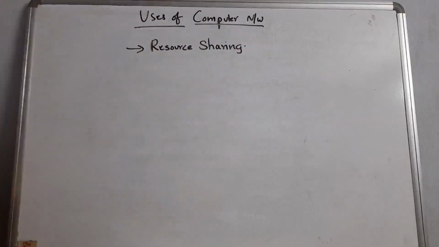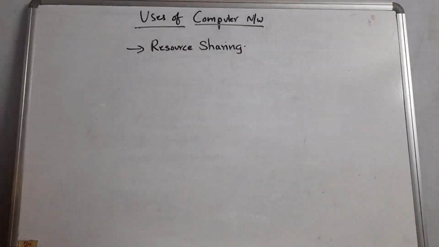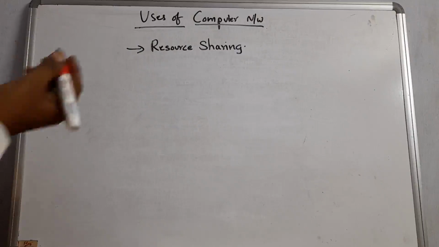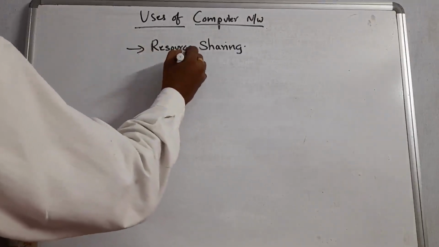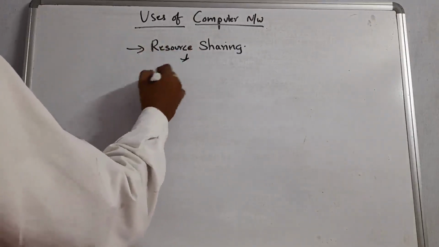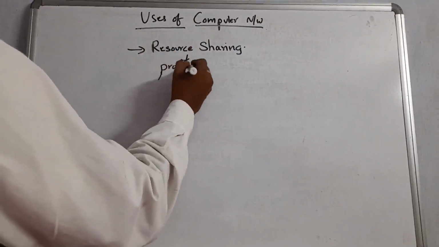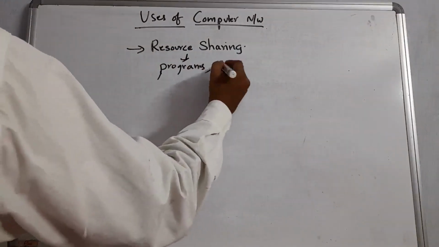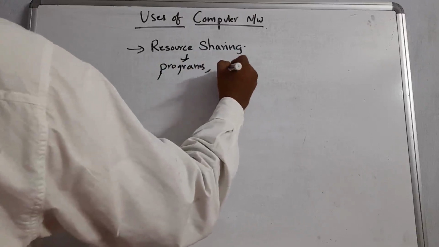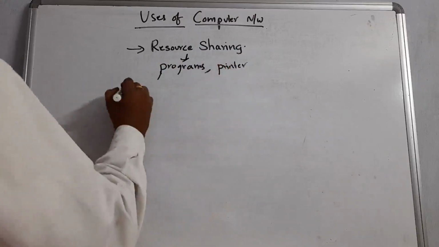What do you mean by resource sharing? Resource sharing is the sharing of resources such as programs, printers, data among the users on the network without the requirement of the physical location of the source and the user. That means that when you talk about these resources, it can be programs, it can be a printer or some other things.